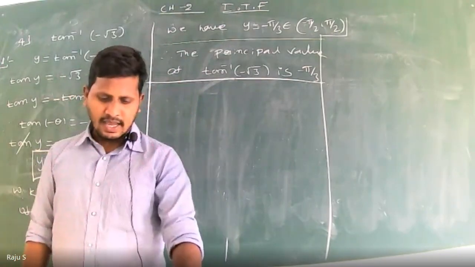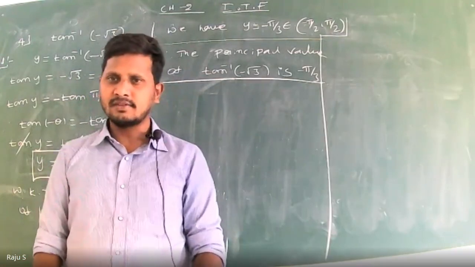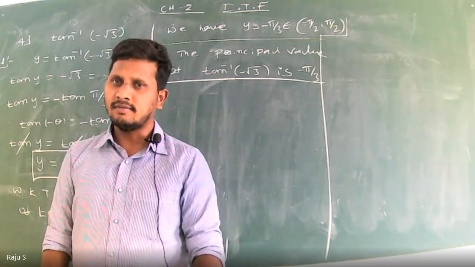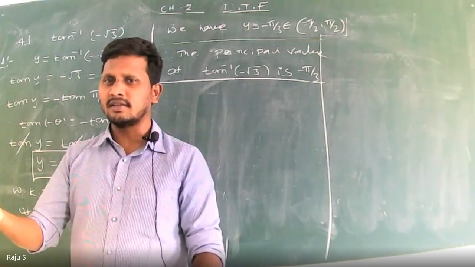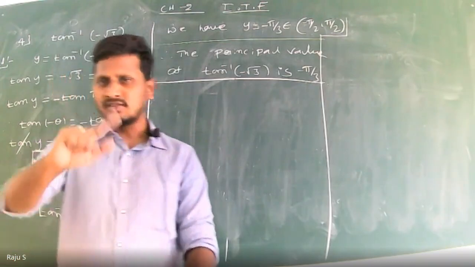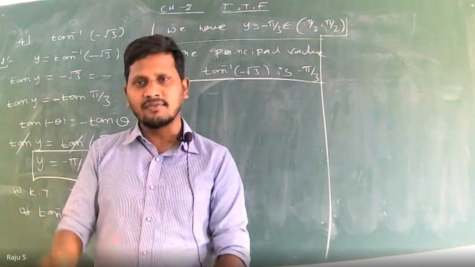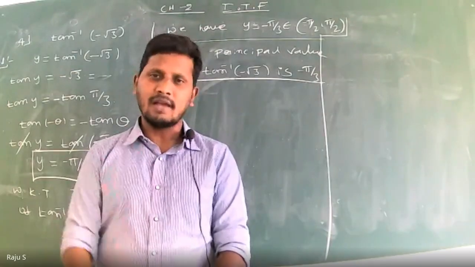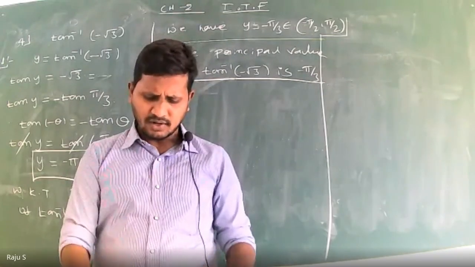Tan inverse of minus 1 is what? Anyone? Tan y is equal to minus 1. 1 is nothing but tan 45, so minus tan 45, take the minus inside: tan of minus 45. So minus 45 is the principal value of the given function. Okay, minus 45 is the answer.